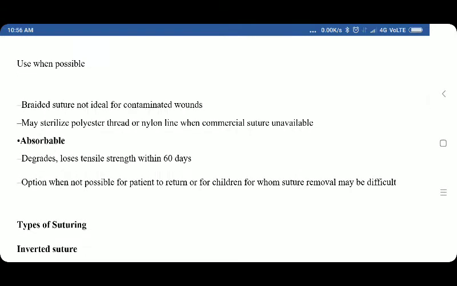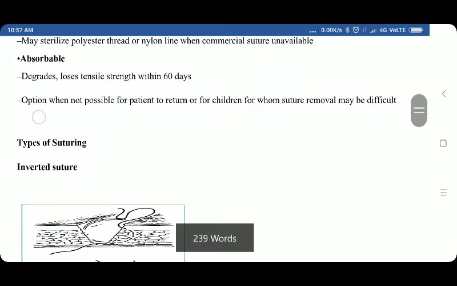Braided suture is not ideal for contaminated wounds. One may sterilize polyester thread or nylon line when commercial suture is unavailable. Absorbable sutures degrade; they lose tensile strength within 60 days. They are an option when it is not possible for the patient to return, or for children for whom suture removal may be difficult.